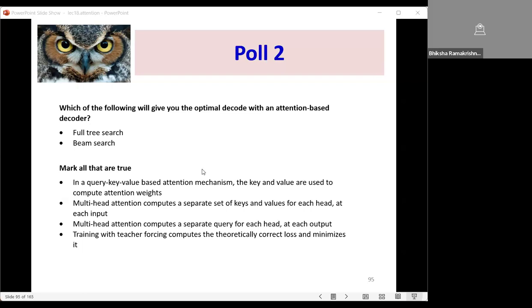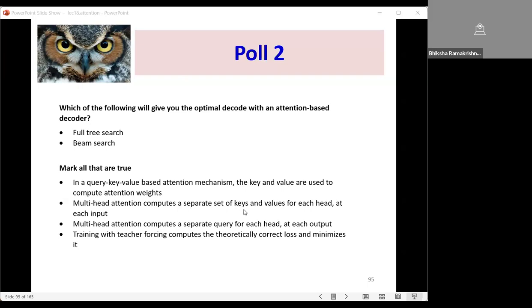So here's what you guys thought. Which of the following will give you the optimal decode? Full tree search or beam search? The full tree, right? The beam is a heuristic. In a query key value based attention mechanism, the key and value are used to compute attention weights. True or false? It's false, right? You're using the key and the query. Remember, the key and value come on the encoder side. The query comes on the decoder side. The key is the crude information, the value is the fine detailed information.